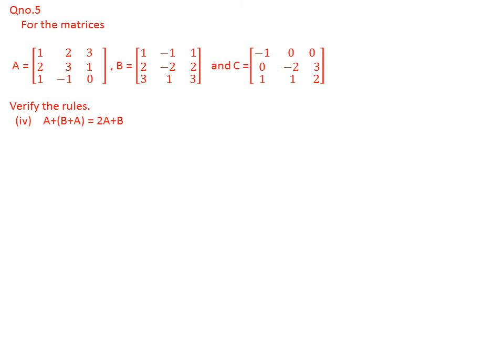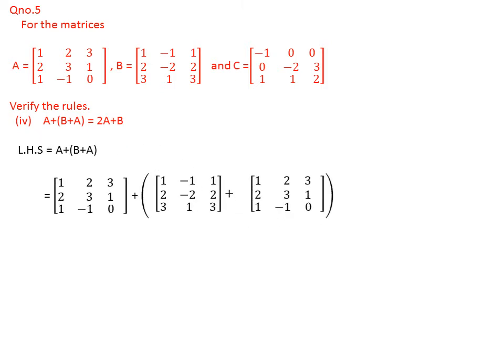First of all, we will take the left hand side, which is equal to A plus (B plus A). Here we put the values of matrix A and matrix B. First of all, we write matrix A. After this, we apply a plus sign, and then we write matrix B plus matrix A in the parentheses. Now, we will solve the matrices which are enclosed in parentheses.